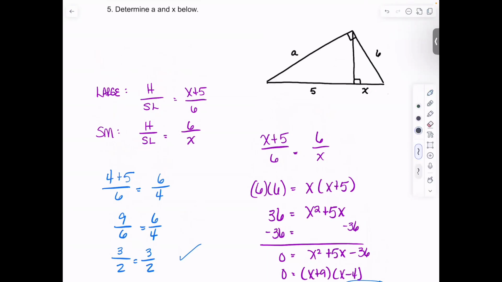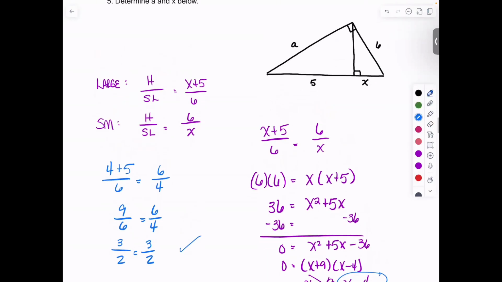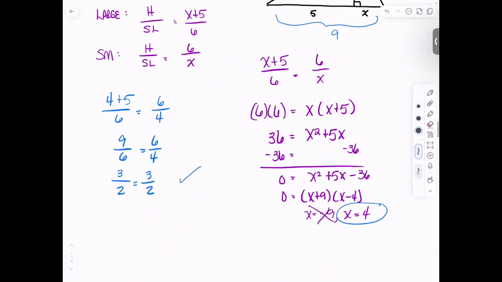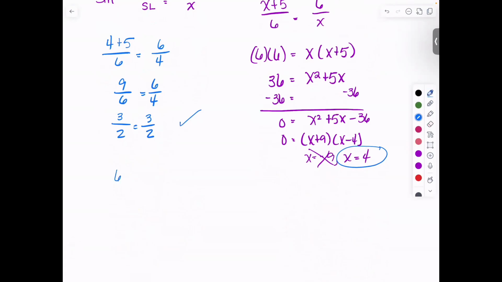Now I do need to solve for A, don't I? Yes. From here I can use Pythagorean theorem. This would give a total of 9, right? 5 plus 4 is 9. We have the other leg is 6. Hypotenuse is 9, leg is 6, long leg is A. So we could say 6 squared plus A squared equals 9 squared. Subtract 36 from both sides. 45, yeah, 45. So we have A squared equals 45.